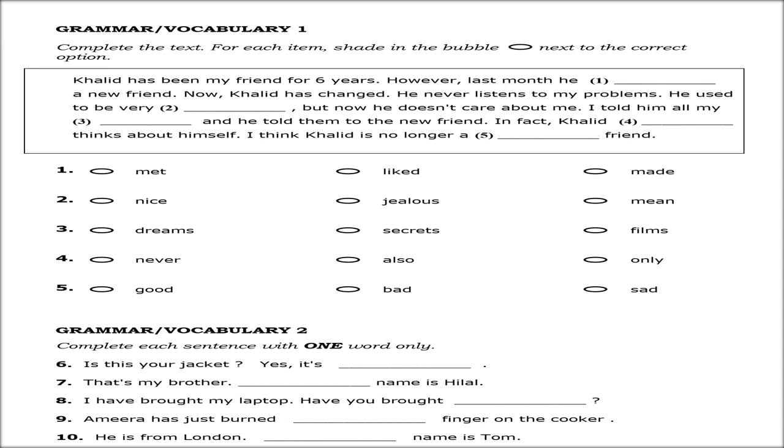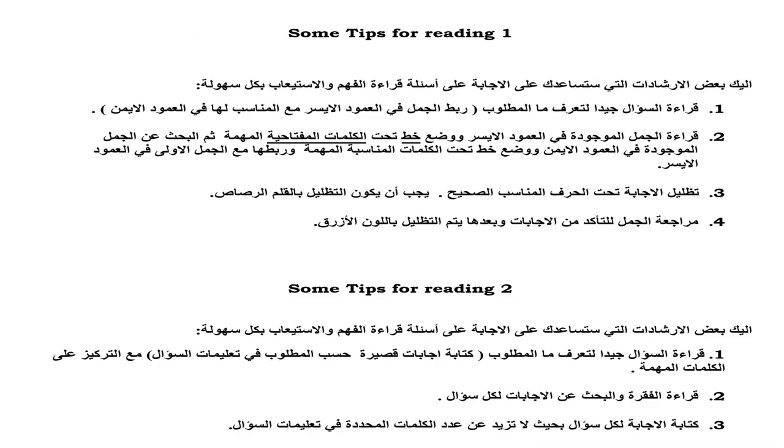Grammar and vocabulary 2. Complete each sentence with one word only. Is this your jacket? Yes, it's mine. Number 7. That's my brother. His name is Hilal. Number 8. I have bought my laptop. Have you brought yours? Number 9. Amira has just burned her finger on the cooker. Number 10. He is from London. His name is Tom.